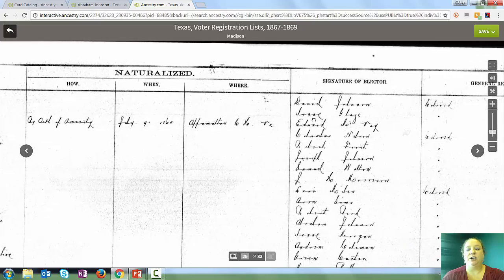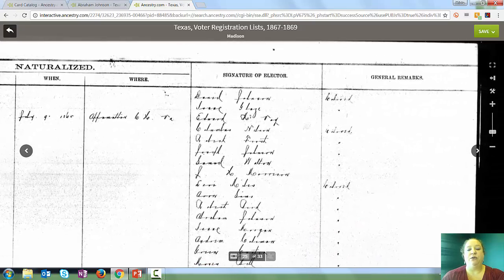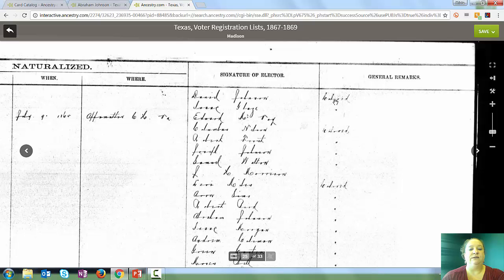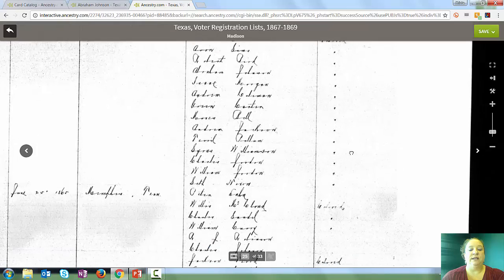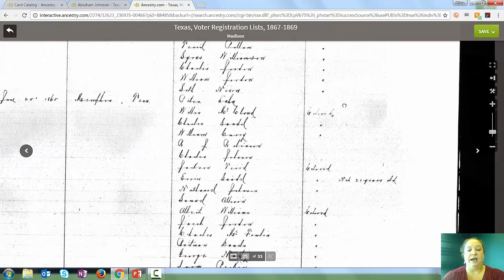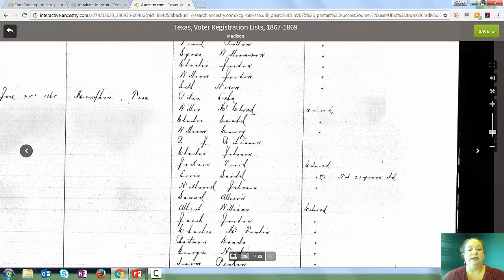There's a signature of the elector, and then over here under general remarks is where you are going to see if this individual is colored. And you'll see lots of different ways that that's listed or abbreviations for that. You'll also see some things like this individual has a notation that they're not yet 21 years old. So interesting, something to further investigate.